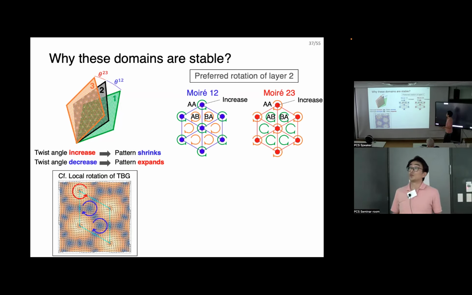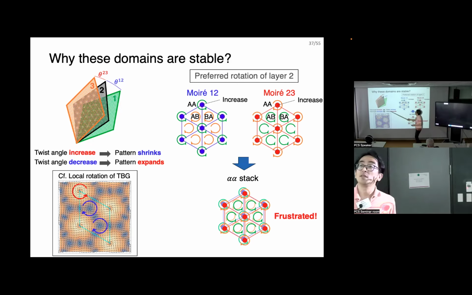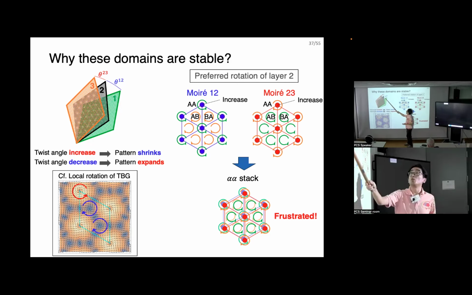For example, this is Moiré 1 and Moiré 2, 3, a complicated structure. If you overlap the blue dot and red dot, layer 2 wants to increase the rotation, and 2, 3 also increase the rotation. But if you move it in this way, then 1 is shrunk and 1 increases, 1 reduces. Right? So there is frustration. If you move layer 2 in this way, that improves Moiré 1, 2, but it worsens the other. So this is a bad thing.